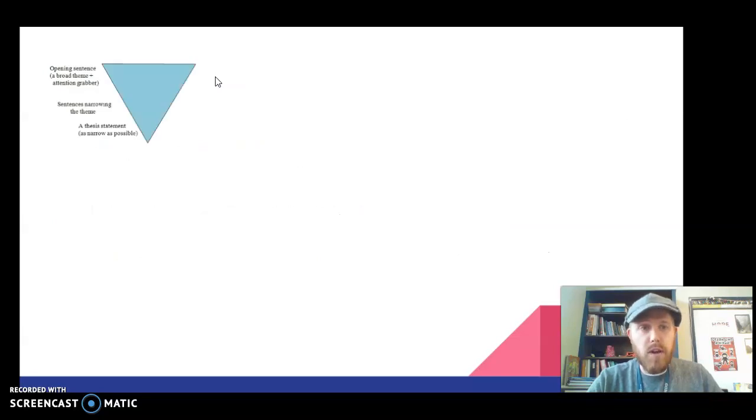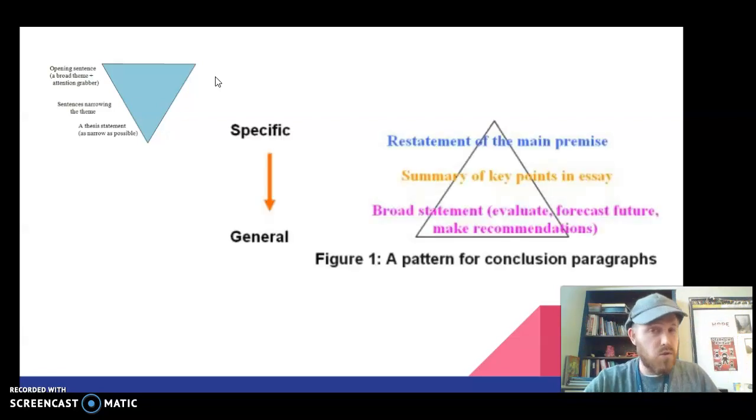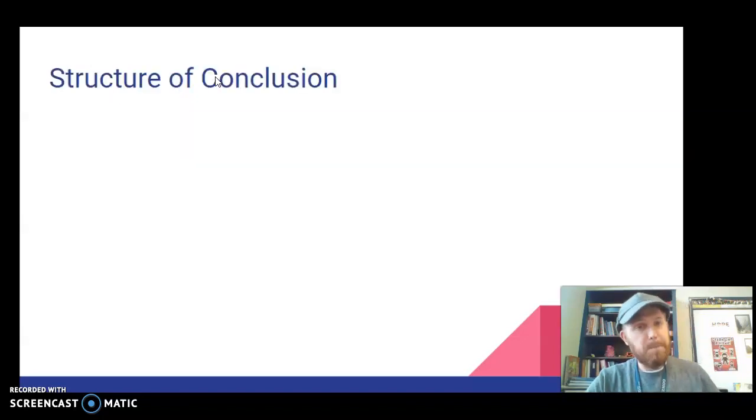In the introduction paragraph video, I mentioned how intros are like an upside down triangle, right? So you start with something really broad and general, like the hook, and then you get more specific to your thesis. For a conclusion paragraph, it's the exact opposite. You start with something really specific, restating your thesis, and then you broaden it out to something general that everyone can relate to.